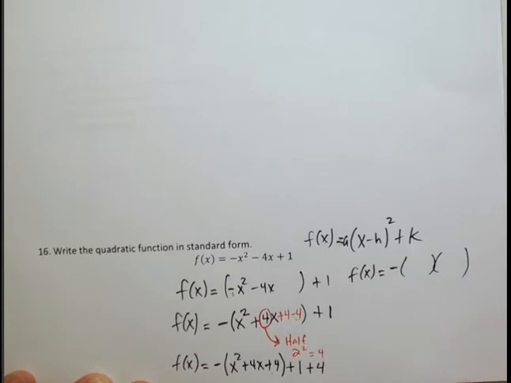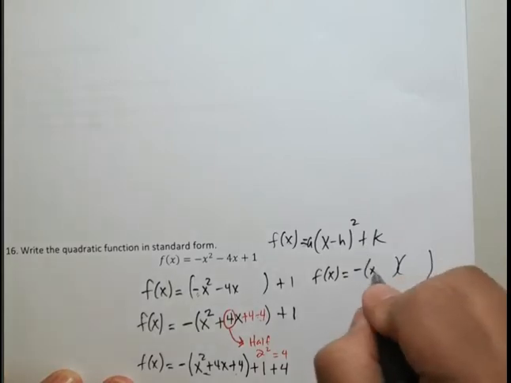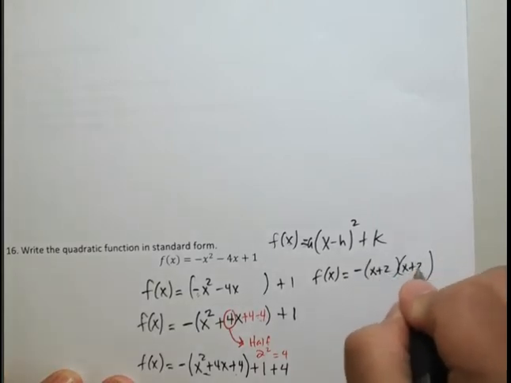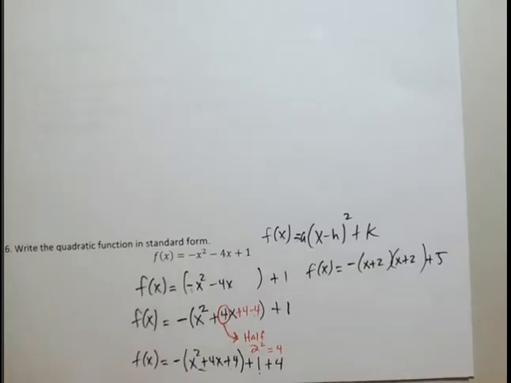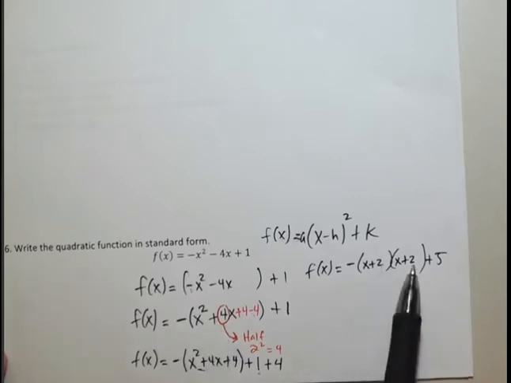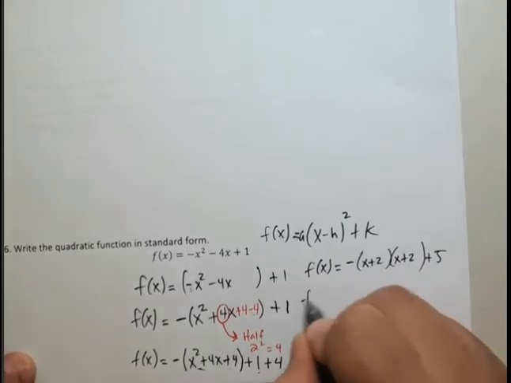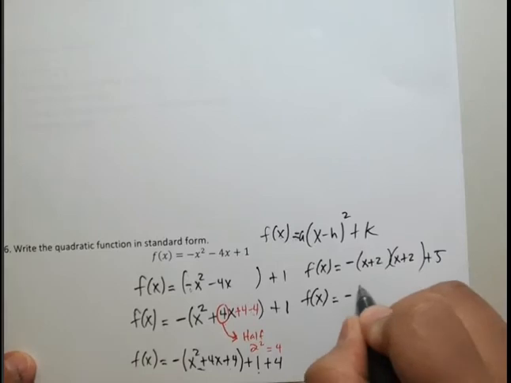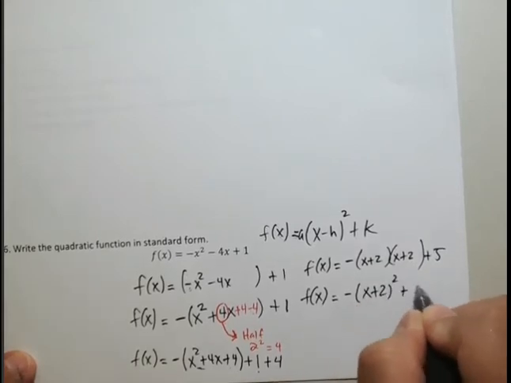By doing this, the parentheses down here can be factored. And so that's going to be x plus 2 times x plus 2. 1 plus 4 is 5. Okay. And so remember, the little trick here is whatever you get half of this number is what you're using here. Okay. And since they're the same, x plus 2 and x plus 2, I can write it as x plus 2 squared plus 5.